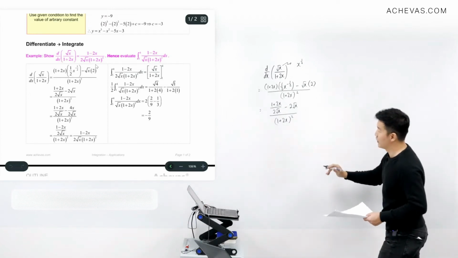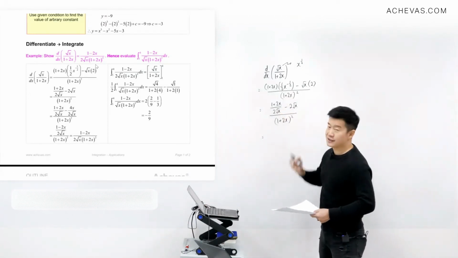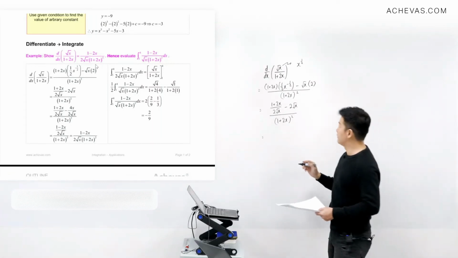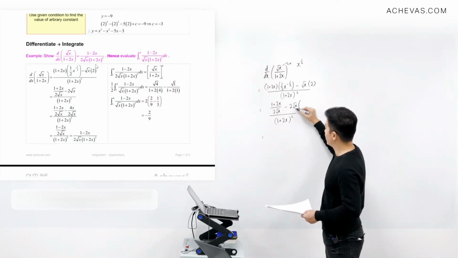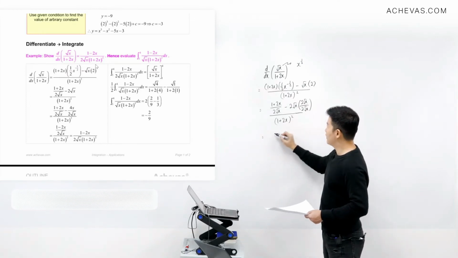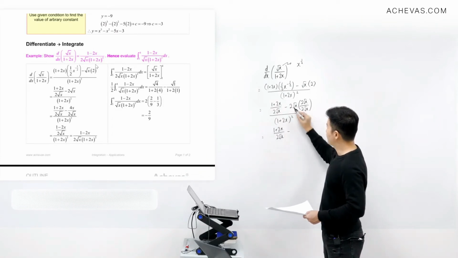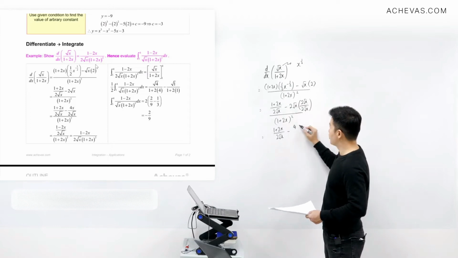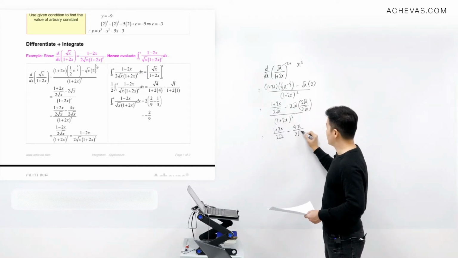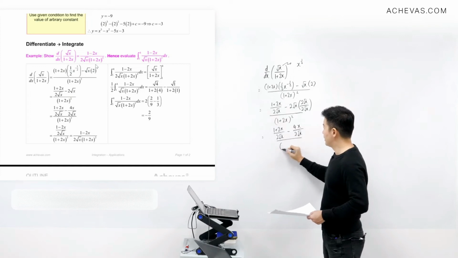So I'm going to manipulate this further. I'm going to try to group this numerator into one single fraction. To do that, I'm going to take this second term and multiply the numerator and the denominator by 2 square root of x over 2 square root of x. So for the denominator, we now have the same denominator, and for the numerator on the other side, it is going to be minus 2 times 2, 4, square root of x times square root of x is x, divided by this. Okay, I have this divided by (1 plus 2x) squared.